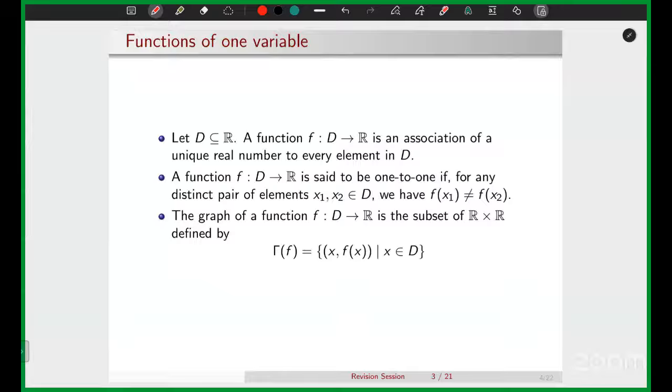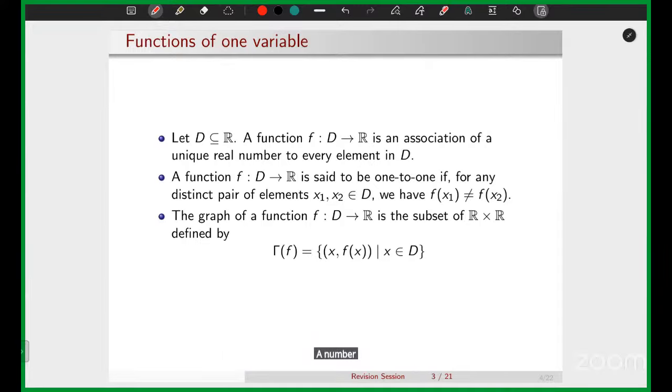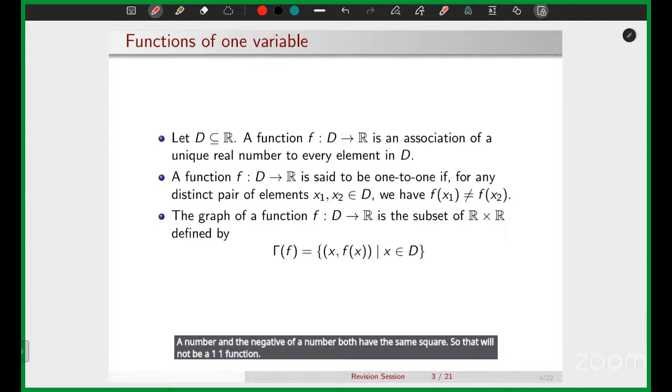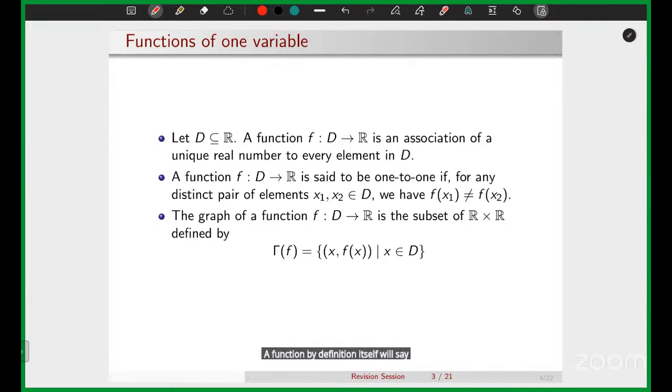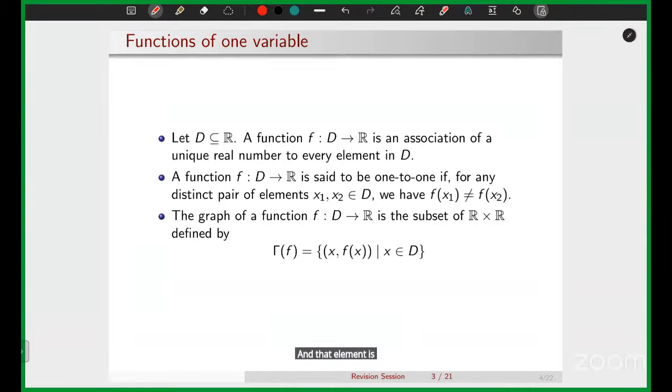A very straightforward example of a function which is not one-to-one is f of x equals x square. A number and the negative of that number both have the same square, so that will not be a one-to-one function. A function by definition says that a single element cannot go to multiple elements, but one-to-one is the other way: multiple elements cannot go to a single element. That is why it is called one-to-one. Every element is mapped to just one element, and that element is not the image of any other element.